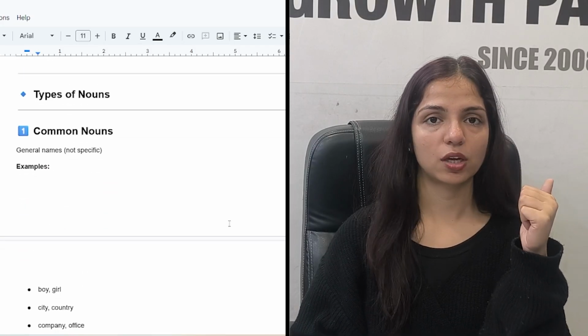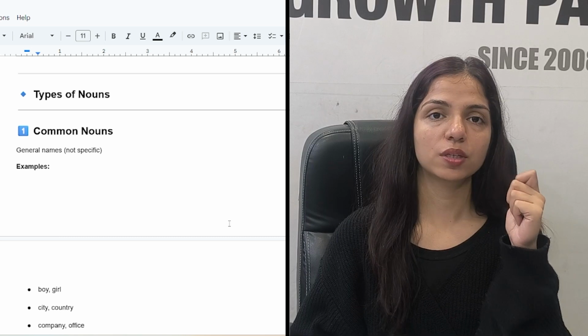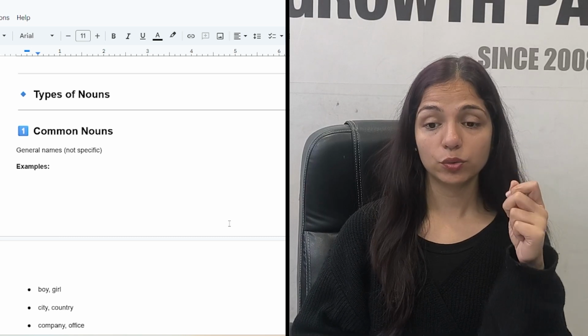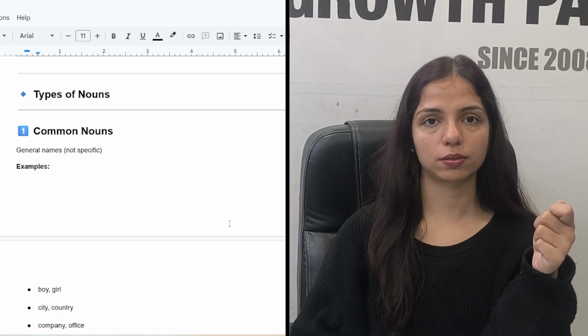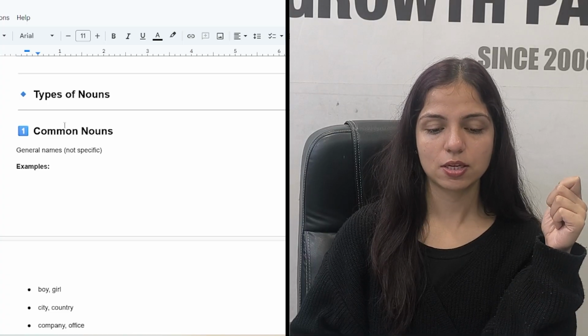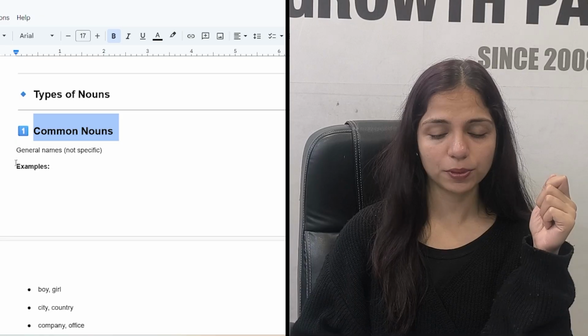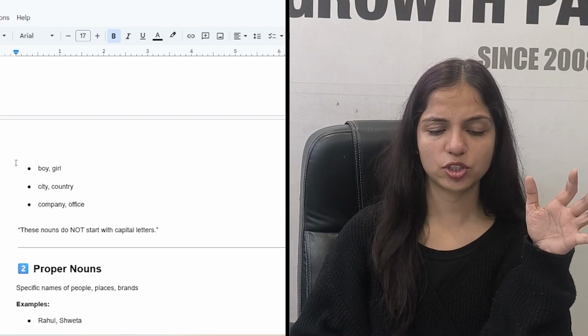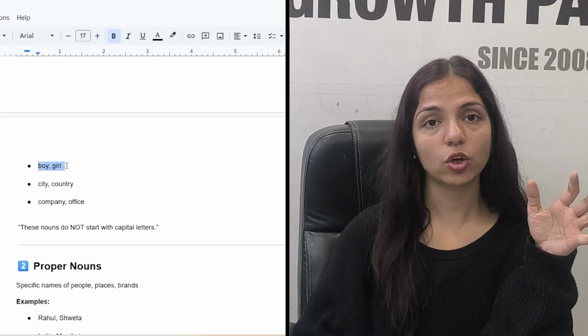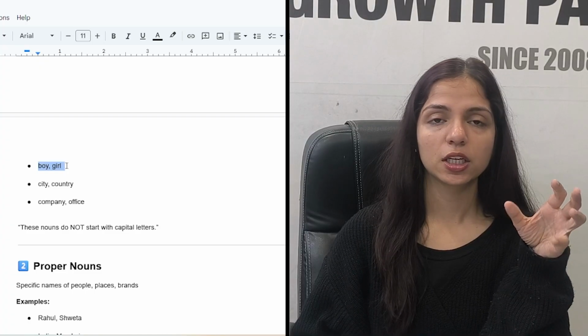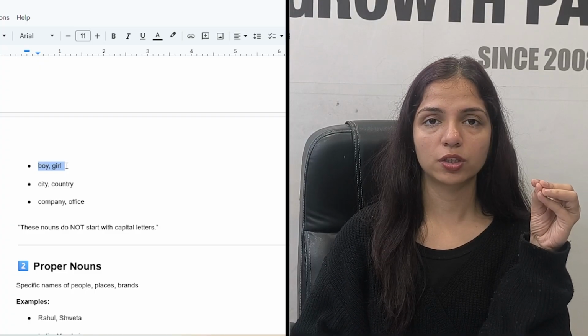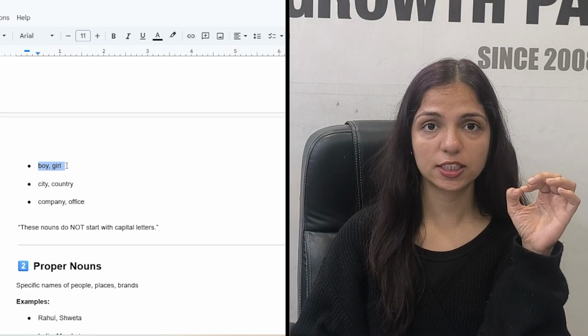So, types of nouns, this is very important. Once you understand the types of nouns, you will be able to recognize them better when you are making sentences. So, the first type of noun is the common noun. When I say common noun, it means general names, in terms of boy or girl. It is a category, right? We are not saying Rahul, Mohan, Shreena, Meena. We are just taking the category.